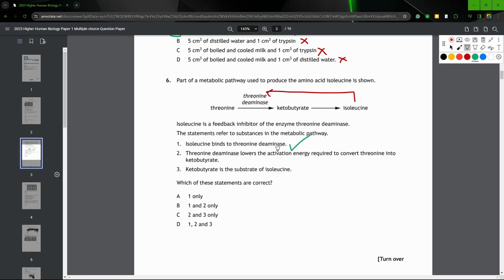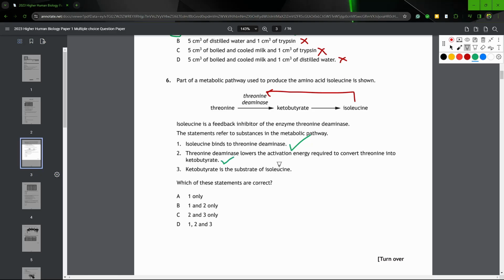Threonine deaminase lowers the activation energy required to convert threonine into carbohydrate. Well, remember, enzymes are biological catalysts, and especially if you do chemistry, catalysts lower the activation energy. Therefore enzymes will lower the activation energy of reactions. That's how they speed them up, essentially, right? So that's got to be true as well.